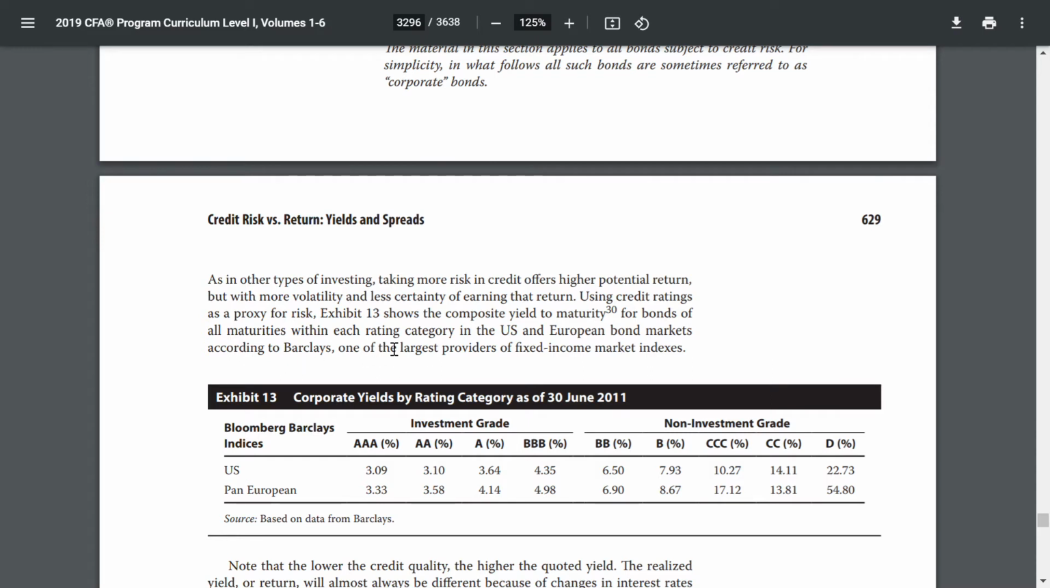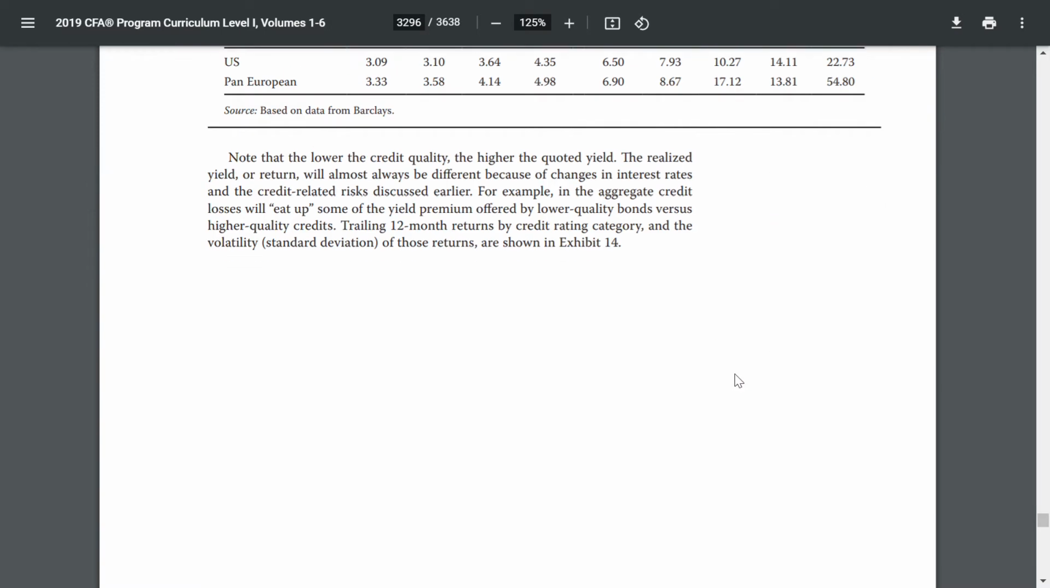Using credit rating as a proxy for risk, Exhibit 13 shows the composite yield to maturity for bonds of all maturities within each rating category of U.S. and European bond markets, according to Barclays, one of the largest providers of fixed income market indexes.